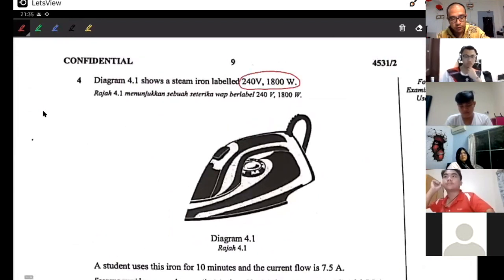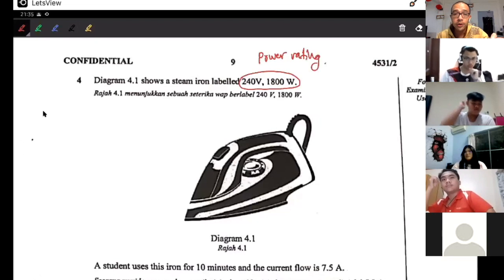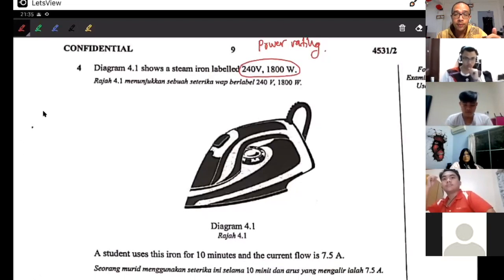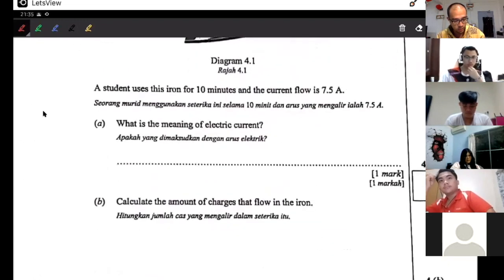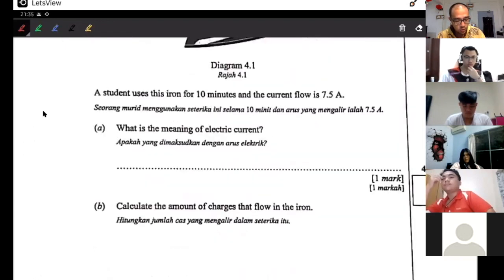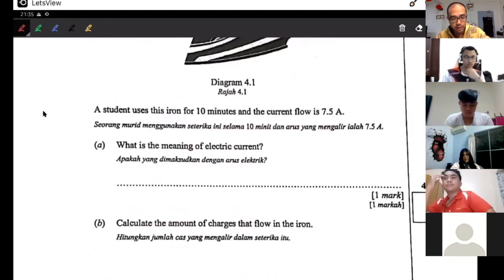Diagram, this one shows this one. So please don't forget, this is known as the power rating. Power rating 240 volts, 1800 watts. Please go and find out now how to write the power rating punya definition and what does the 240 and 1800 mean, unless they ask in this question. Oh, tiada. So a student uses this iron for 10 minutes and the current flow is 7.5 amps.